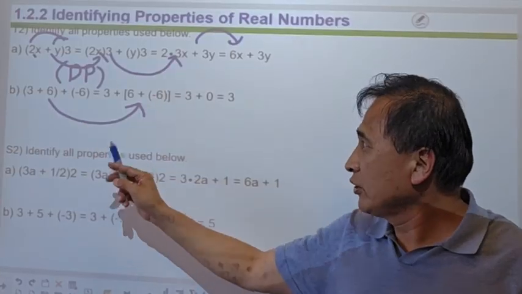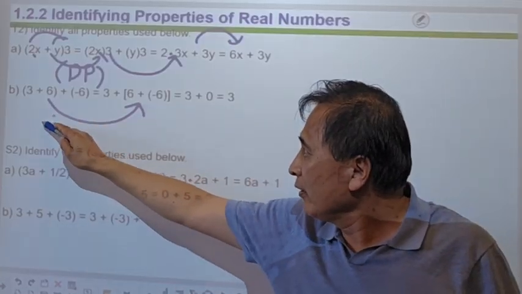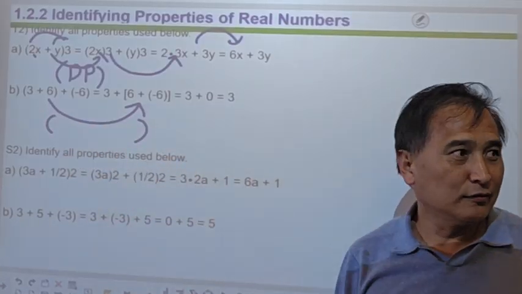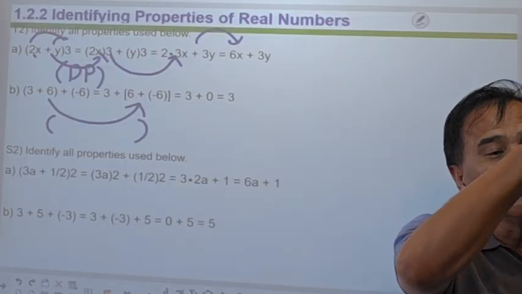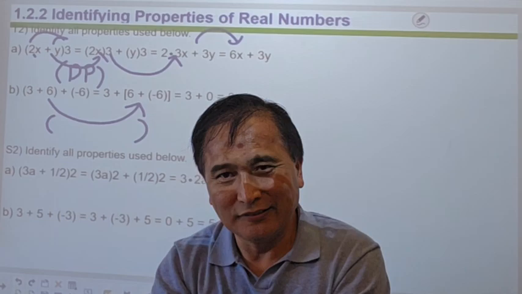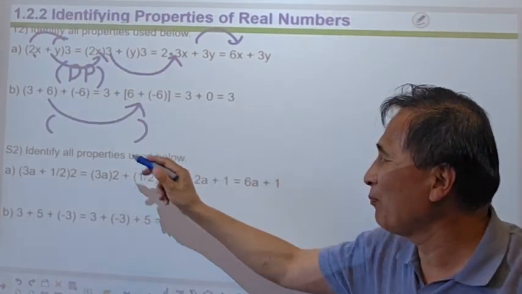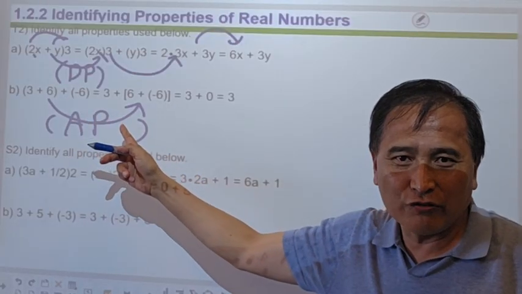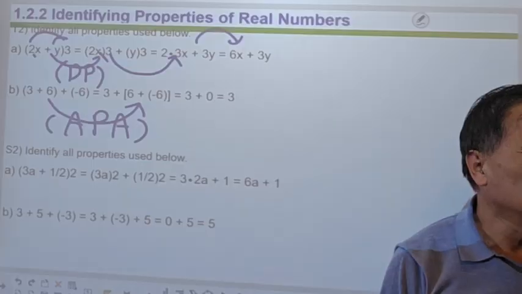And here to here. So now, from here to here, you need to fill that in. What kind of property is used here? That's associative property. Associative property of, in this case, addition, right? Associative property of addition.